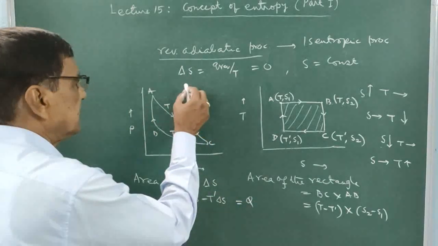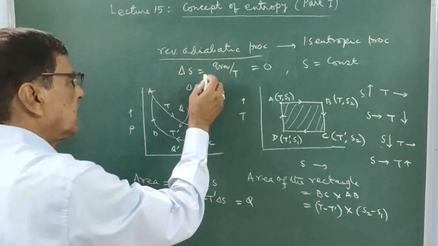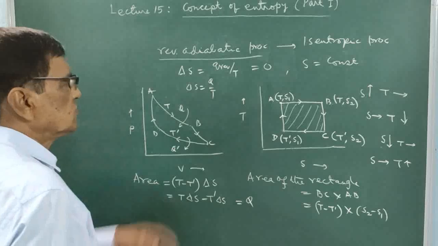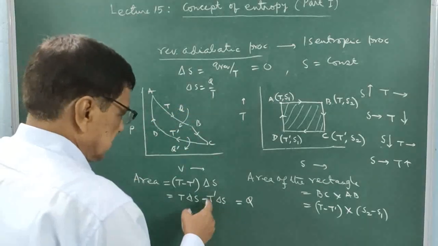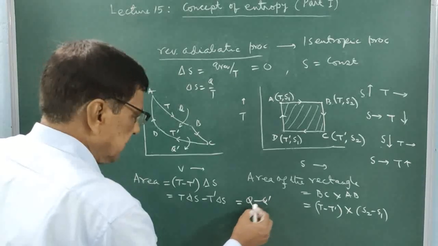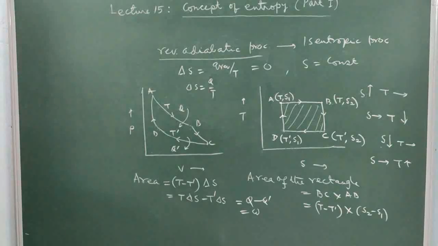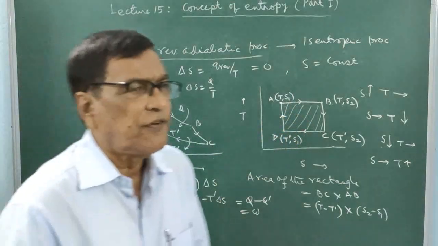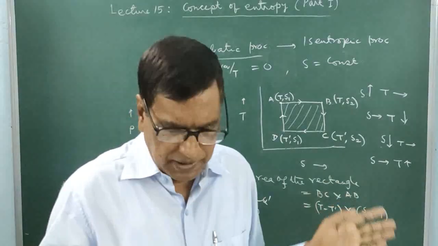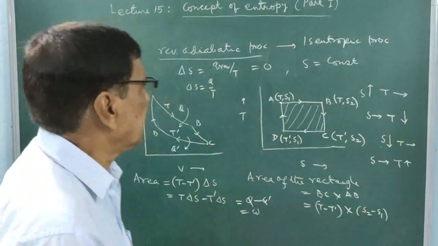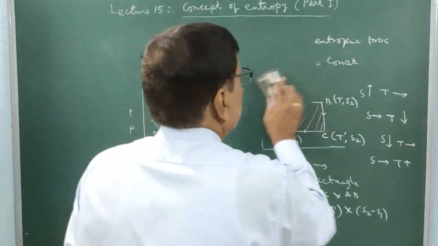We know that del S for this step is equal to Q by T. So T del S equals Q, and similarly this one will be equal to Q dashed, and this is equal to the work done by this engine. So the enclosed area signifies the work done by this engine. Now one thing I can say, and this will be the last of today's lecture.